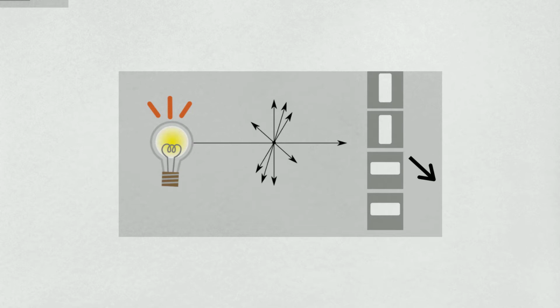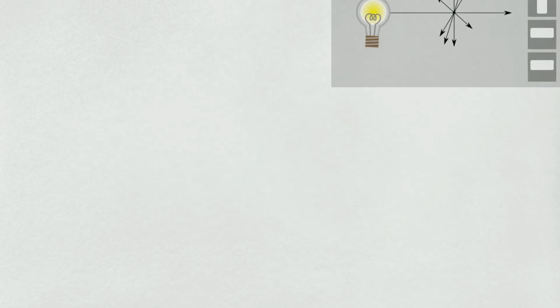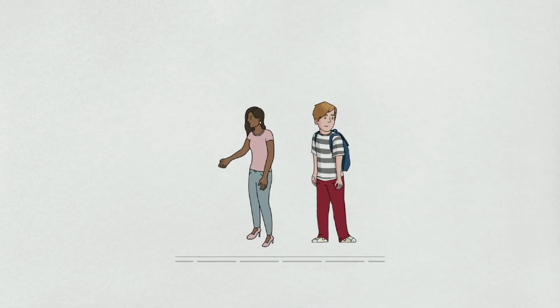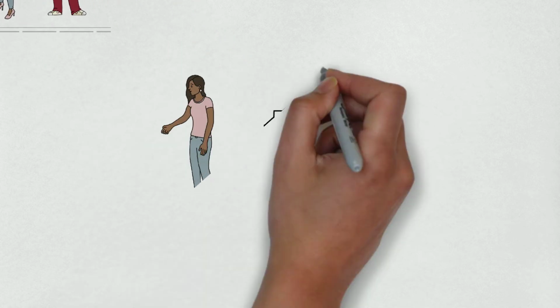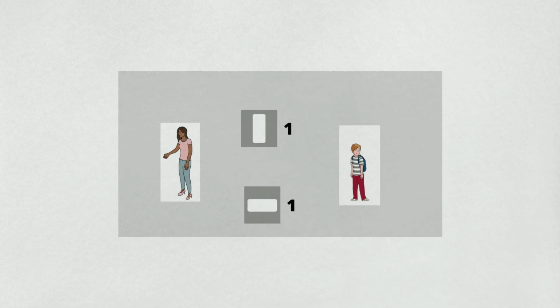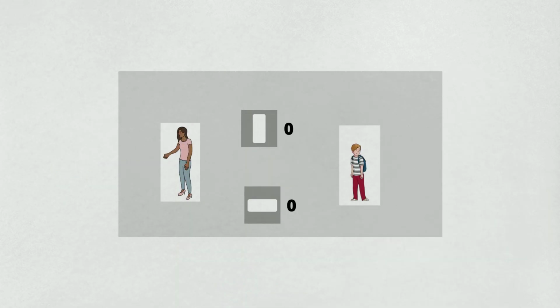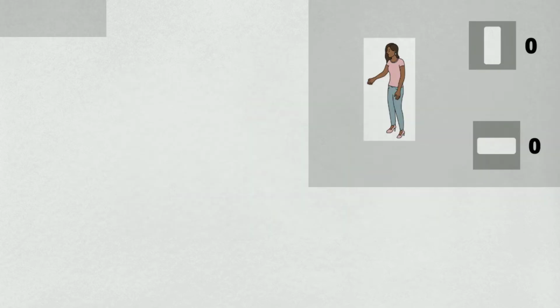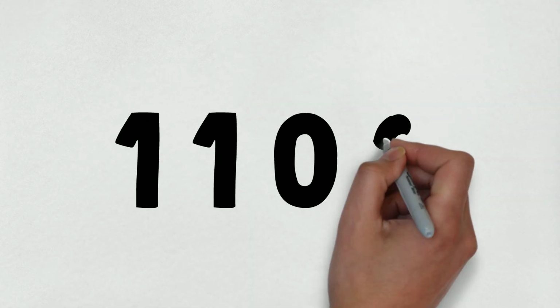Let's say two people want to talk to each other. Introducing Alice and Bob. Alice wants to send a message to Bob. Using photons, Alice sends photons to Bob, where the up and left filter means 1-1 in binary, and the down and right filter means 0-0 in binary. Alice is sending the message 1100.